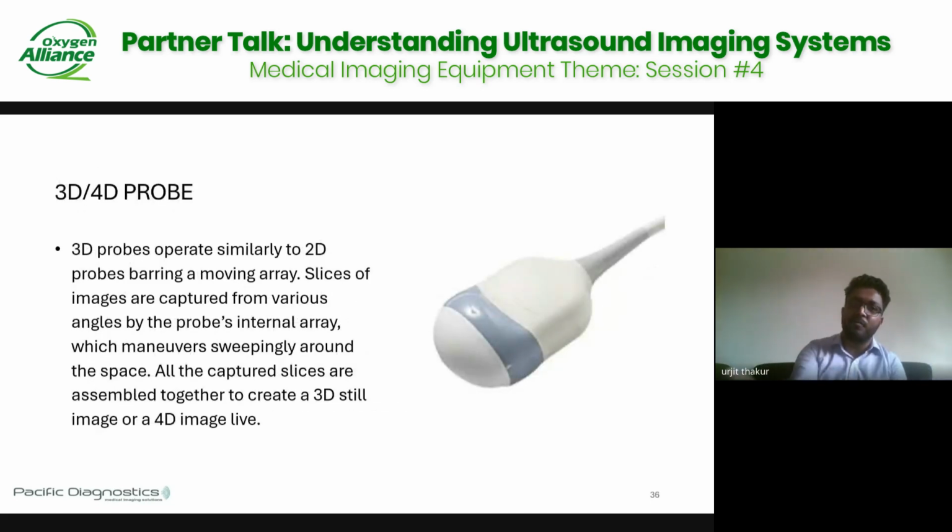Then you have the 3D and 4D probe. This is similar to the 2D probe, barring a moving array, so the images are captured from various angles. Because there is a moving array, it sends the ultrasound waves at different angles. The waves propagate and are swept within that space, so it manufactures the 3D image using that. Then you get a live image. This is generally also used in gynecology, from what I know, and you can see the child's face, and it is also used to know the exact gender of the child.